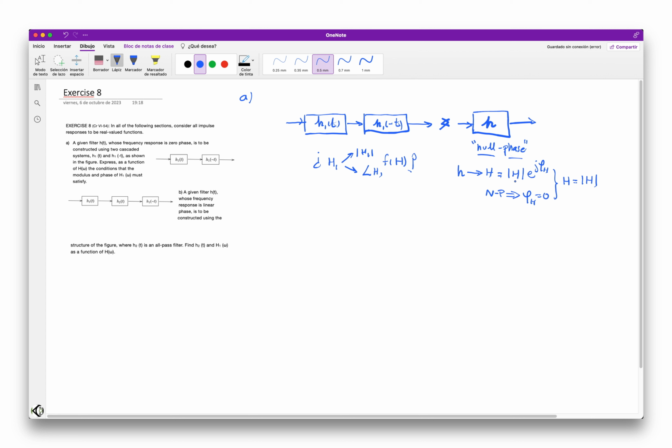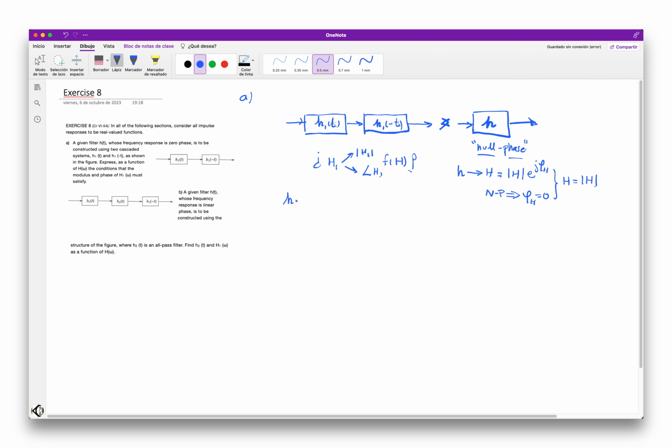Another way to think of null phase is that if we input a signal to this system H, the output will be another signal that may change in terms of its modulus compared to the input, but the phase of the output signal will not change at all. It's a system that may change the modulus of the input signal, but will never change its phase. Okay, but let's see what they are asking of us.